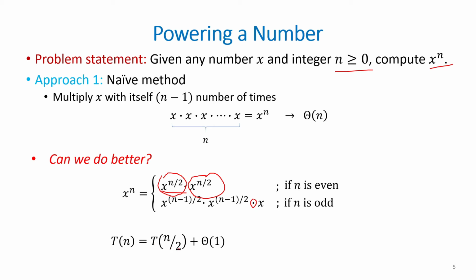And b is equal to 2 because the problem x to the power n in every step is divided into 2 halves. This Θ(1) is the constant time for the multiplication operation. So using any of those three methods would give us a solution of Θ(log n).